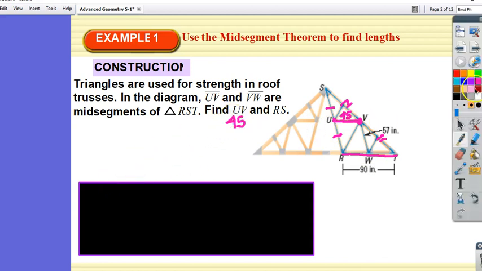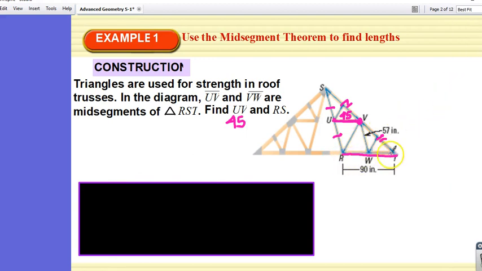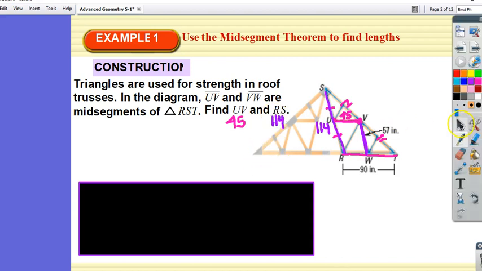Do you guys see how I did that? The midsegment is half of the base, which is parallel to it. Okay? So if I'm looking for RS, it is down here. Its midsegment is up here, right? So if this midsegment is 57, double that, 114. So RS is 114. Do you guys see how I did that? The base is double the midsegment.